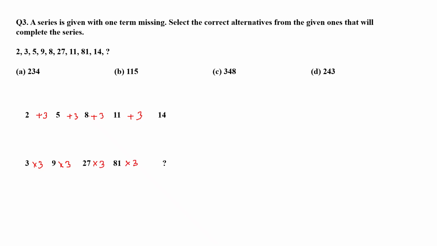So 81 into 3, we will get 243. So the correct option is option D.